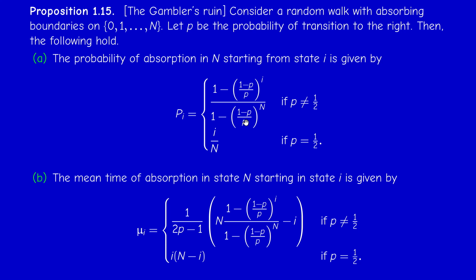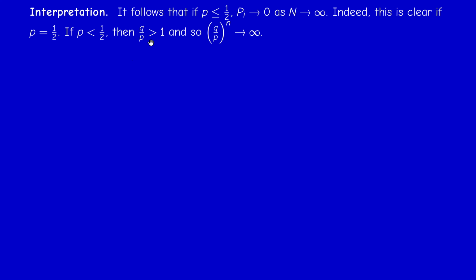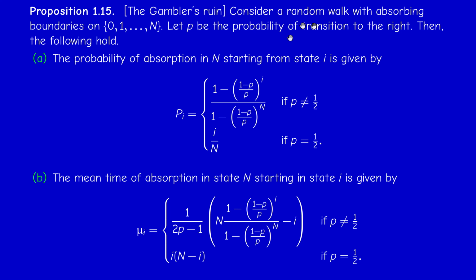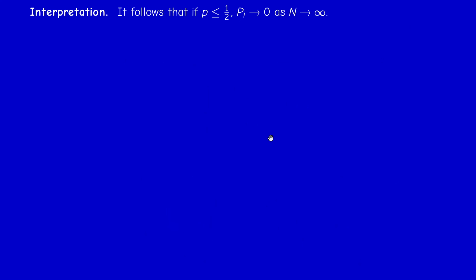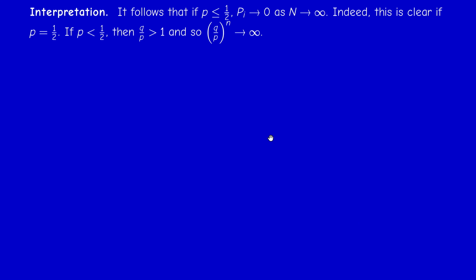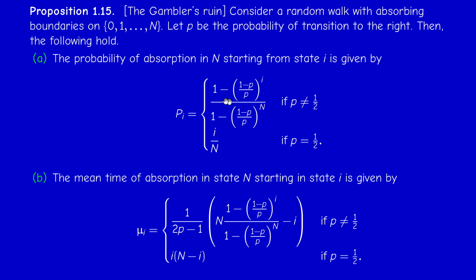Why? Because if P is less than 1/2, then Q over P is bigger than 1, where Q is 1 minus P. So (1 minus P) over P is bigger than 1, and the ratio tends to infinity as n tends to infinity. So the denominator tends to infinity, and therefore the ratio tends to 0, because I have a number over infinity. So when n is very big, these probabilities are very small.